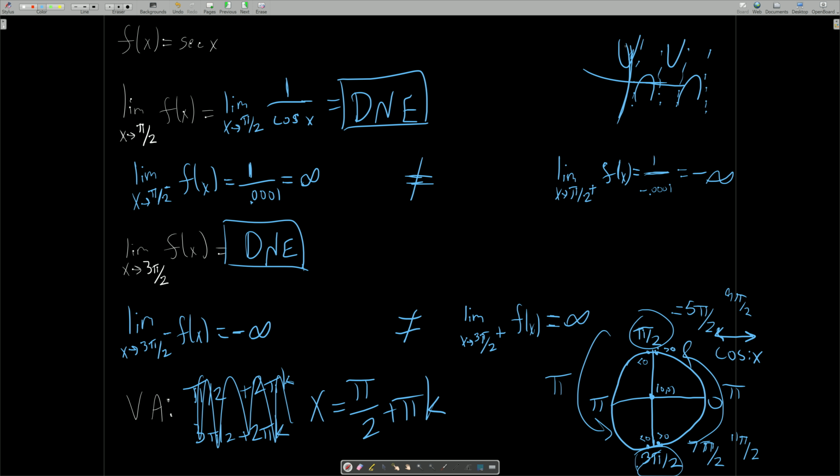So you'll have a vertical asymptote at pi over 2, and if you add another pi, you're going to get 3 pi over 2, add another pi, you're going to get 5 pi over 2, add another pi, you're going to get 7 pi over 2. These are all vertical asymptotes of secant x.